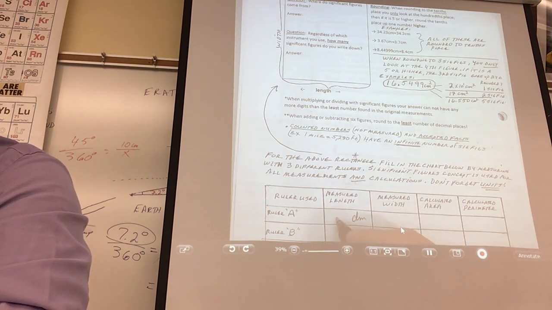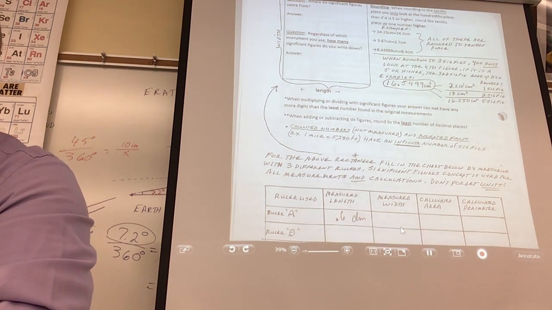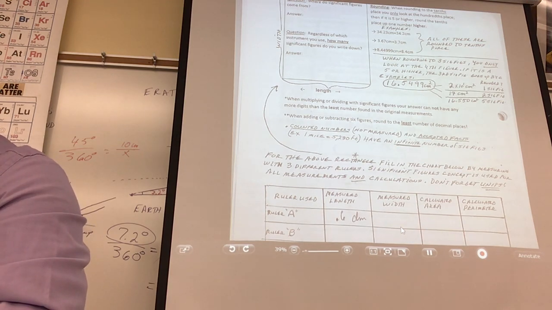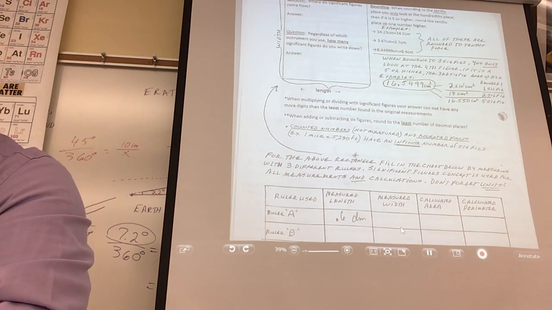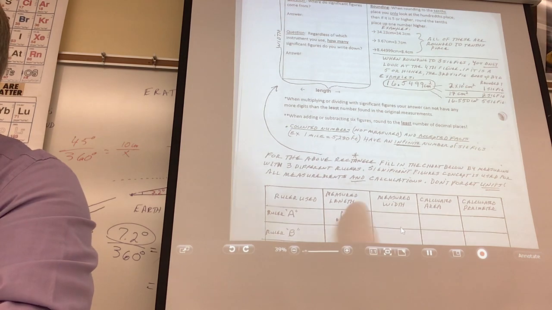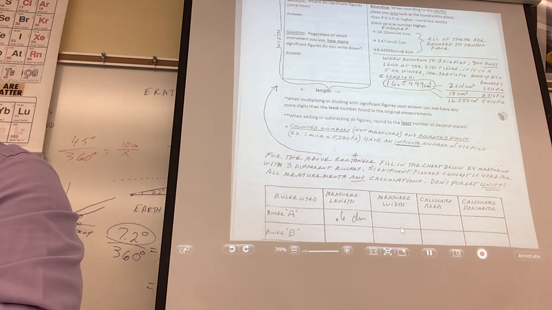0.6. All right, 0.6. Now, did anybody else have something different? You have 0.7? Okay, I'm all right with that, because we know there's only one sig fig here, right? And I know it's a guess. You guessed 0.6, they guessed 0.7.